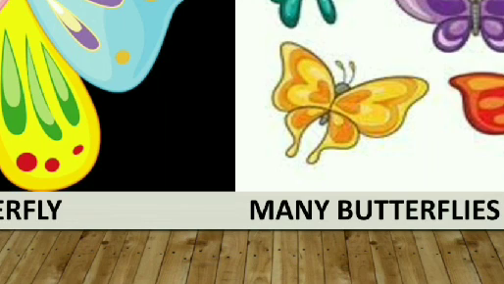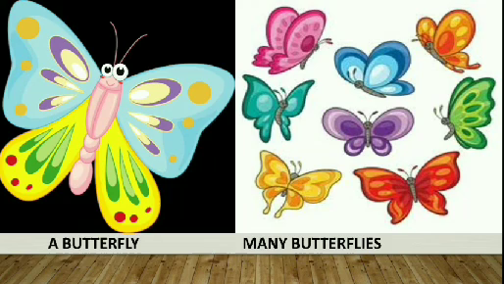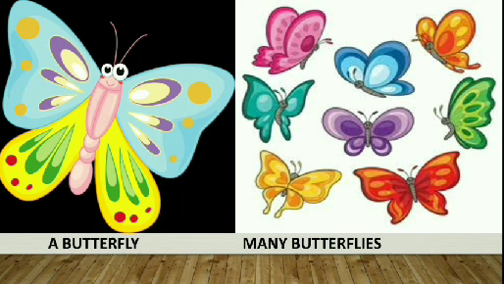It also happens with cherry, cities, then army, puppy. If the word is puppy, P-U-P-P-Y, then the plural is puppies, P-U-P-P-I-E-S. If it is army, A-R-M-Y, then we change it to armies, A-R-M-I-E-S. There are various other examples. Now the last example: no doubt we have seen tomato, cherry, army, and butterfly.